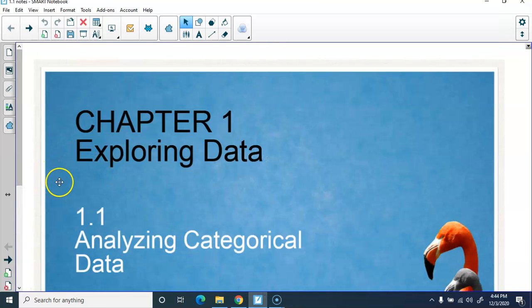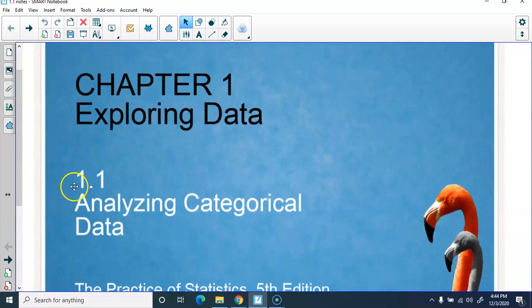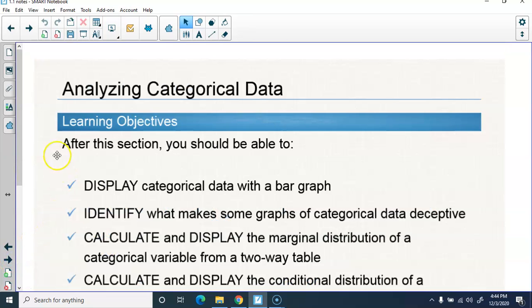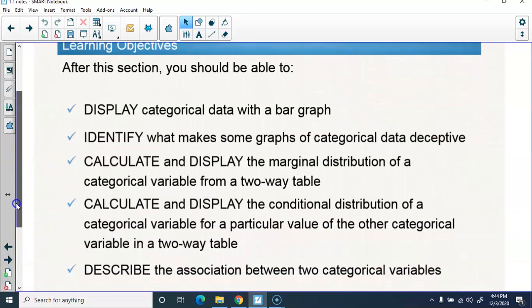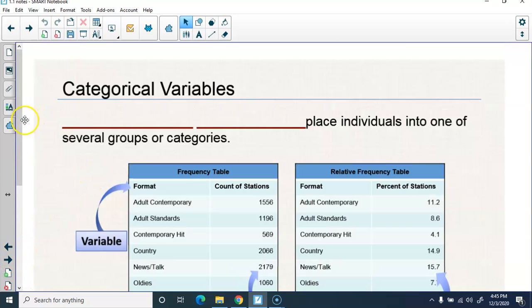All right, AP Statistics, here we are with section 1.1 and analyzing categorical data. So specifically only the data that can be organized by categories. In this section we will be displaying categorical data with a bar graph, identifying what makes some graphs of categorical data deceptive, calculating and displaying marginal distribution of a categorical variable in a two-way table, calculating and displaying conditional distribution in a two-way table, and describing the association between two categorical variables.